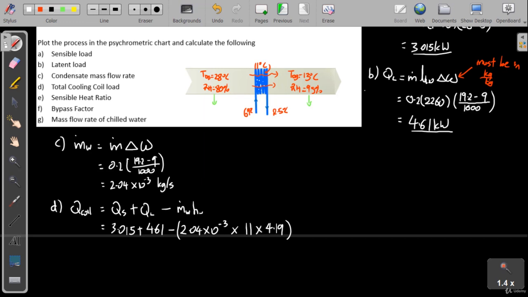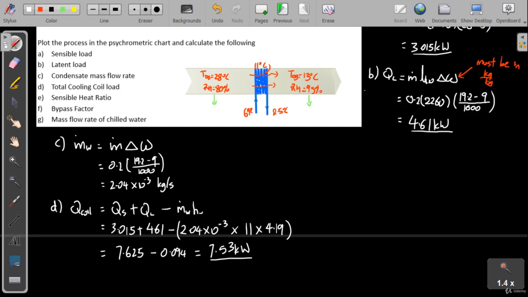So if you compute this out, you will get a value of 7.625, which is the total heat lost by the air, Qs plus QL, minus the amount of energy by the condensate water, which is 0.094. As you can see, it's a very, very small number, so most of the time we will just ignore this part. But for this example, I just want to show you theoretically how it is like. So if you compute this out, it's 7.53 kilowatts.